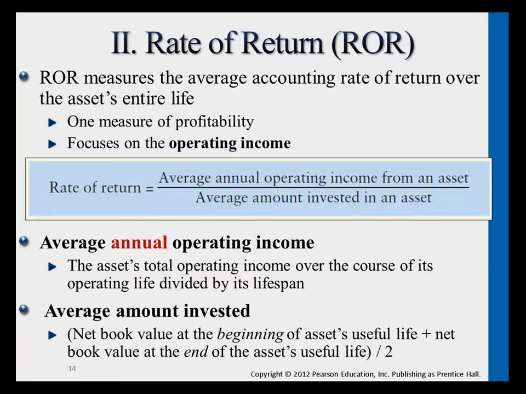Another way to say what we're doing here: if you look at the net book value at the end of the asset's useful life, it's somewhat of a residual value. So you take the cost plus the residual value, sum those two up and divide by 2, okay? And that would give you a true average of the amount invested. All right? So let's look a little bit more at the rate of return.